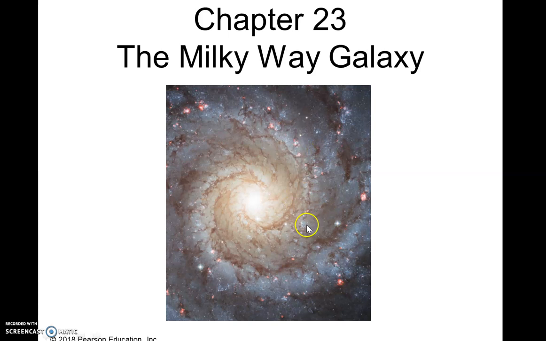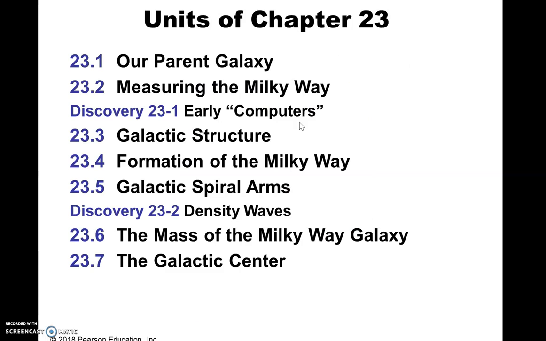and this would be seen like if you were looking down the axis of rotation. Right here in the middle would be the axis of rotation, and the spiral arms are extending outward. So we'll talk about looking at different galaxies, comparing them to the Milky Way. These are the different things that we're going to talk about in this chapter.